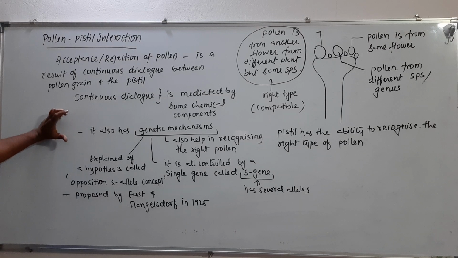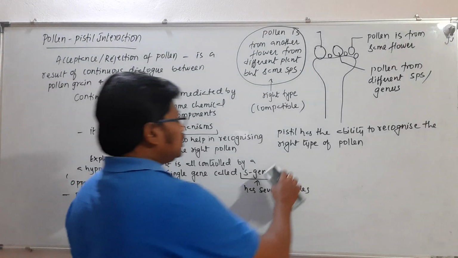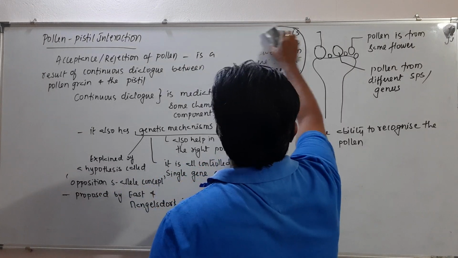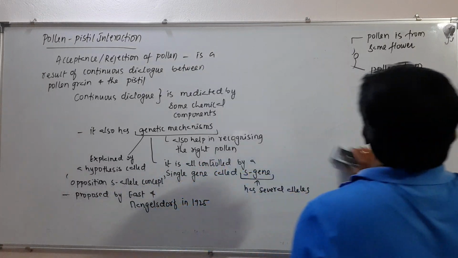So that's how the pollen is recognized by the pistil. It all depends upon some chemical components, and even there are some genetic mechanisms that help to find out whether the pollen is of right type or wrong type. Now this pollen pistil interaction has gained very much importance in plant breeding programs.